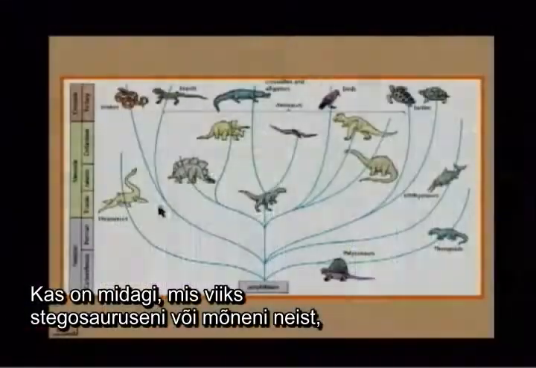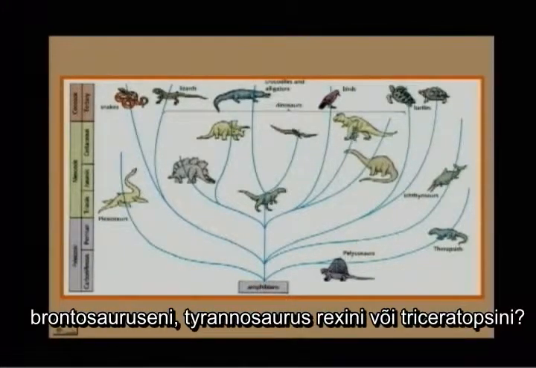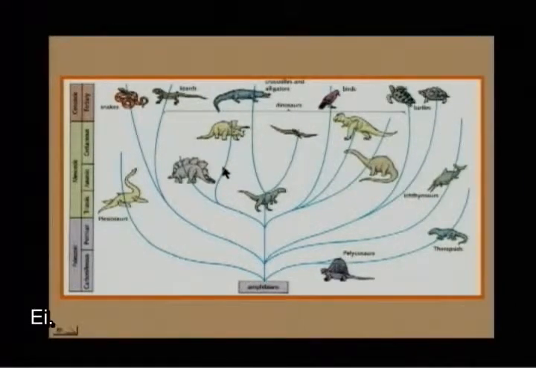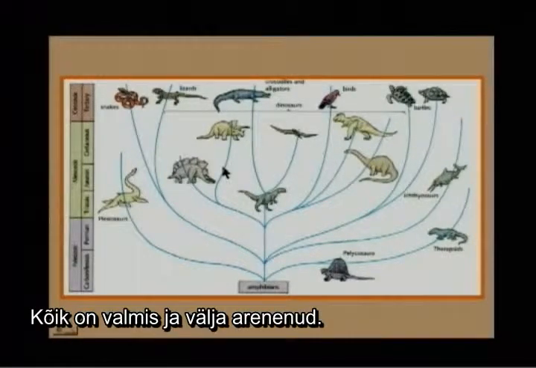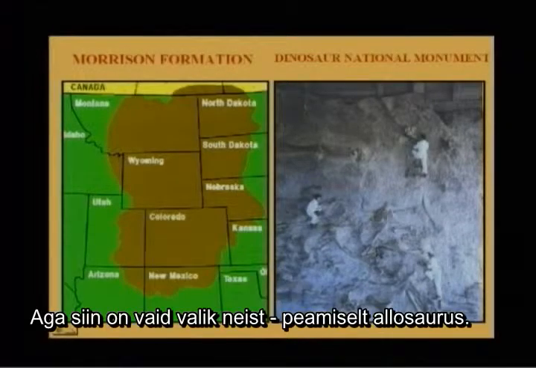Is there anything leading up to a stegosaur or any one of these, a brontosaurus or a tyrannosaurus rex or a triceratops over there? Is there anything leading up to it? Yes or no? No. When they're there, they're there. That's it. That's what you got. Everything's finished and ready. See, here in your country, the great formations are the Morrison Formation, where you have many, many dinosaurs, but you have a selection.